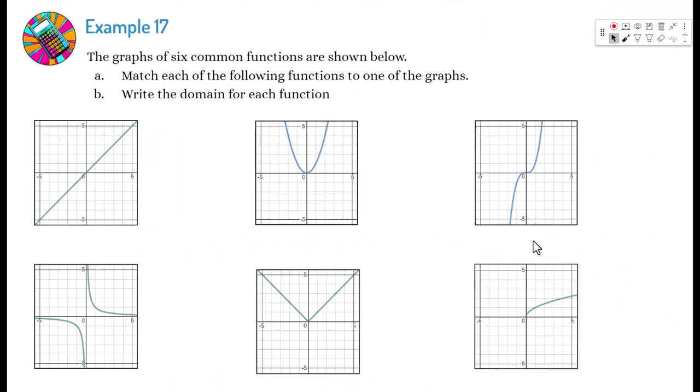Let's keep going. Now, we're going to be looking at some pretty common graphs. These are all graphs you've seen in 10C and 20-1. Now, on your paper, just below, you're going to see 6 functions in function notation, and those are the ones they're referring to. I want you to pause the video and see if you can match them to these graphs.